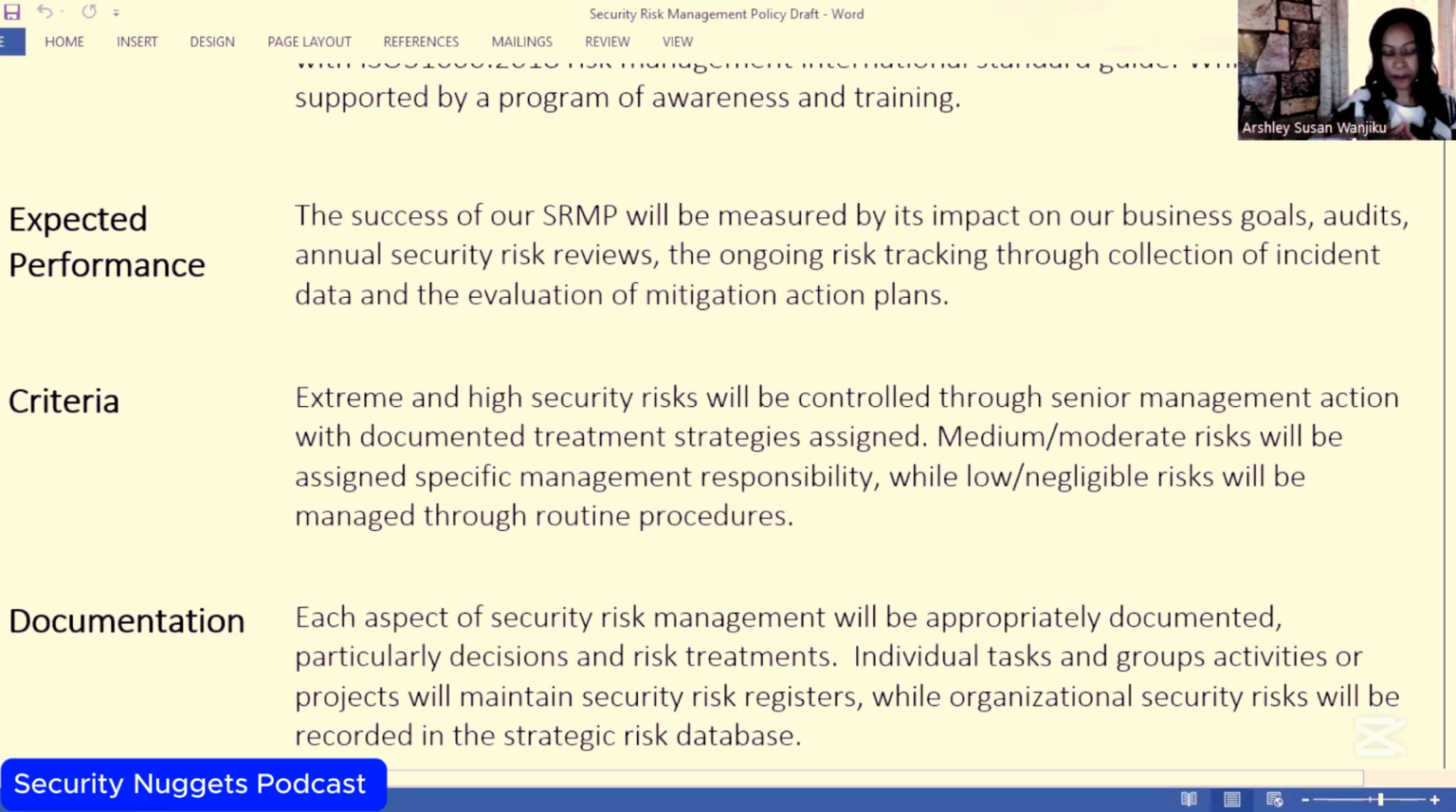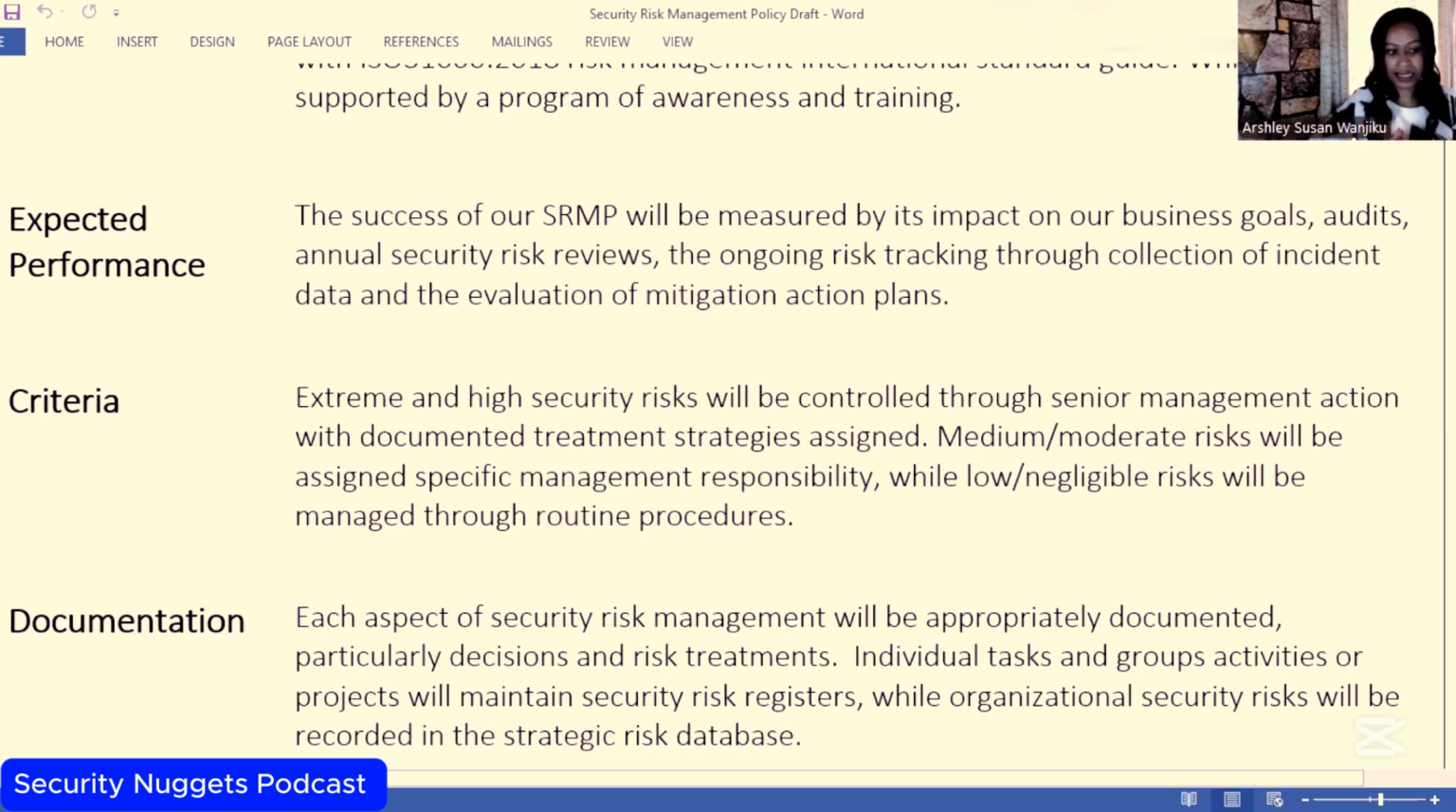Now, criteria, all right? You will hear this word often, criteria. You will also hear it when it comes to the security risk assessment process, all right? But what criteria ideally means is the measuring metrics so that you can determine the significance of risk towards an organization, all right? That is simply what it means, okay?